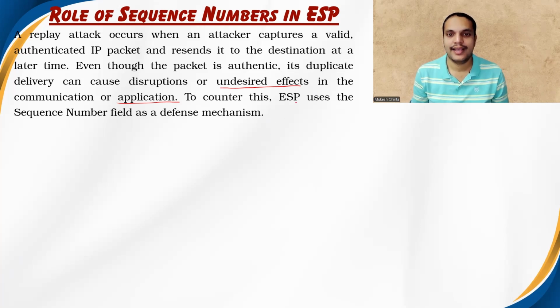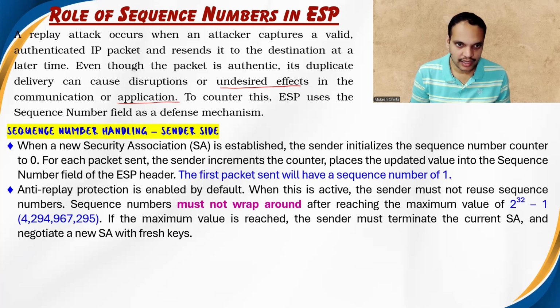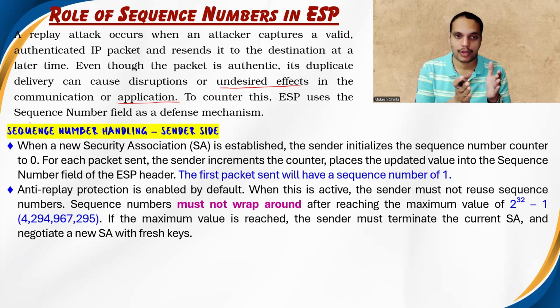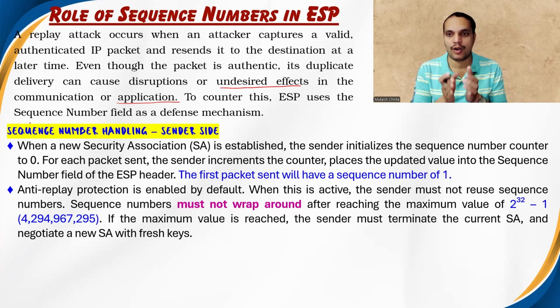So to counter this, ESP uses the sequence number field as a defense mechanism. Now, sir, how does the sequence number field provide defense against such attacks? Let me explain what the sender does and what happens at the receiver. When a new SA, or security association, is established, the sender initializes the sequence number counter to 0. It will start at 0.